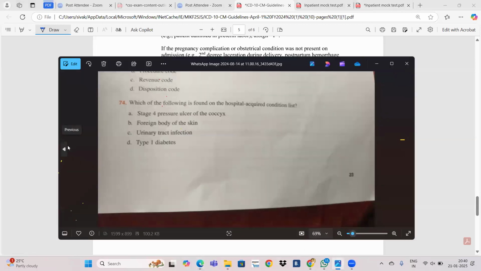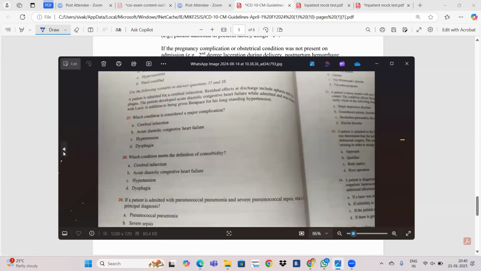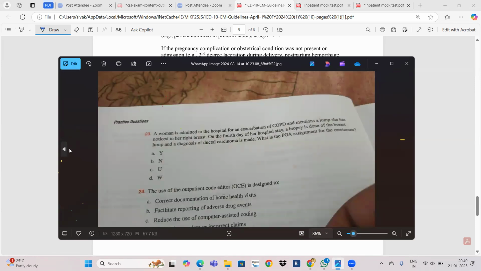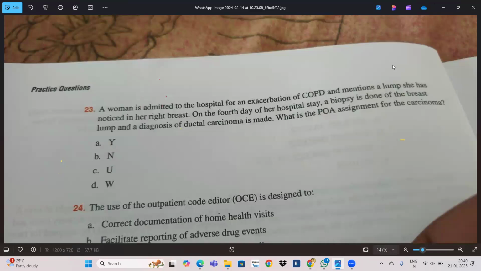Now solve some examples, guys. Tell me the 23rd question answer. A woman is admitted to the hospital with exacerbation of COPD and mentioned a lump she has noticed in her right breast. On the 4th day of her hospitalization, a biopsy is done for the breast lump and diagnosis of ductal carcinoma is made. What is the POA for carcinoma?